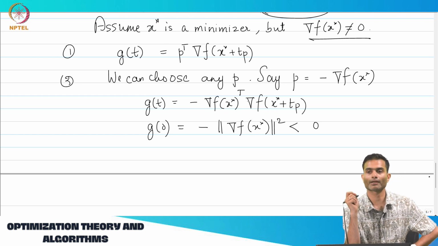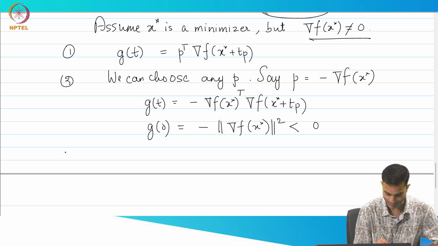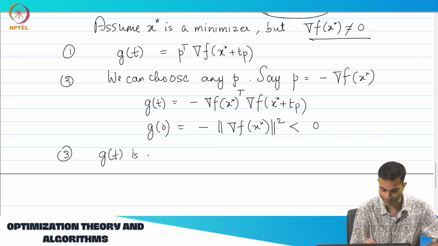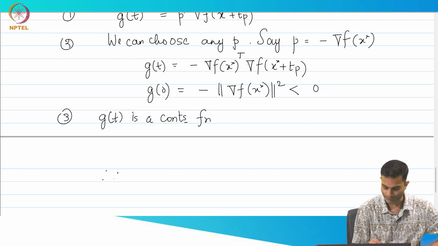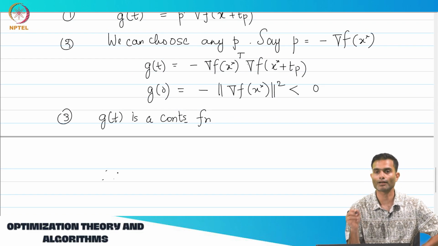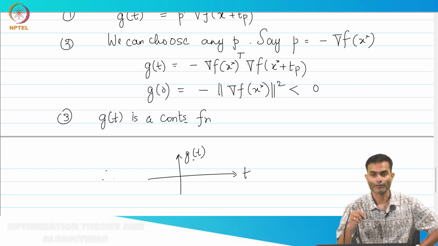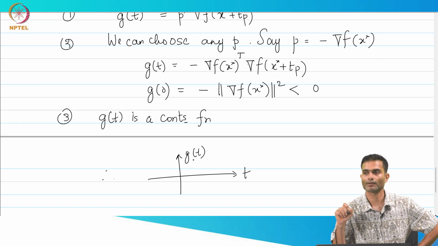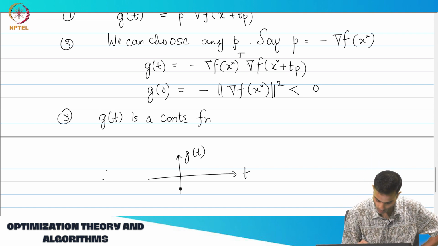Now because of what I had assumed about the function being continuously differentiable, right? So here is the catch over here. Let's note that down as step 3. g of t is a continuous function. Therefore, if I were to make a graph of g of t, simple graph like this, t versus g of t, at what point should I mark g of 0? Above the origin, below the origin? g of 0 is strictly negative. So g of 0 must be some point over here.